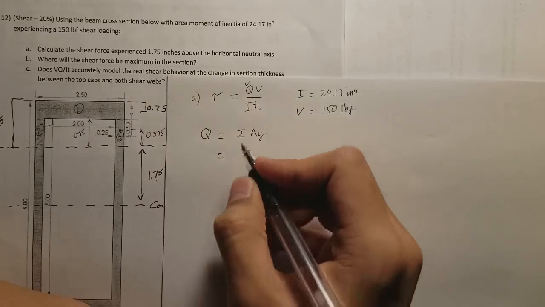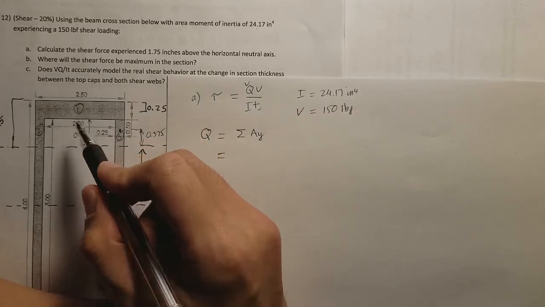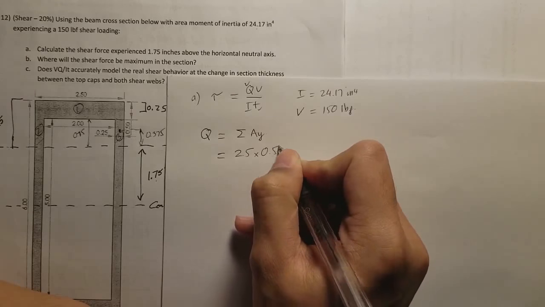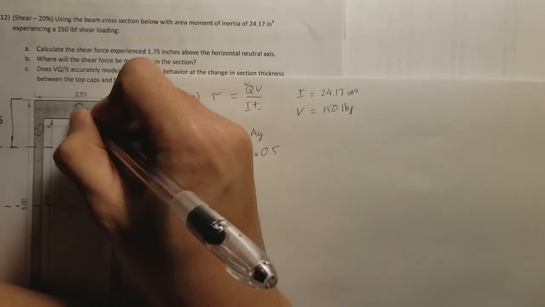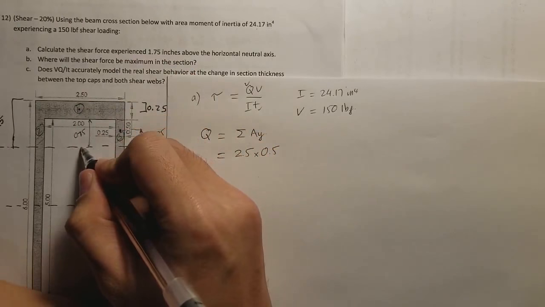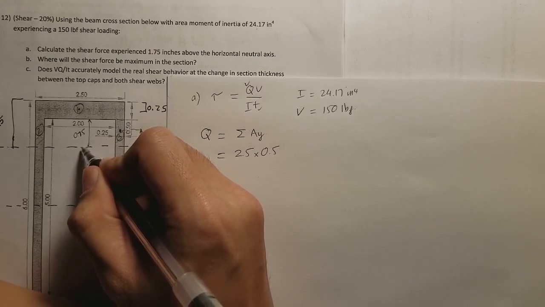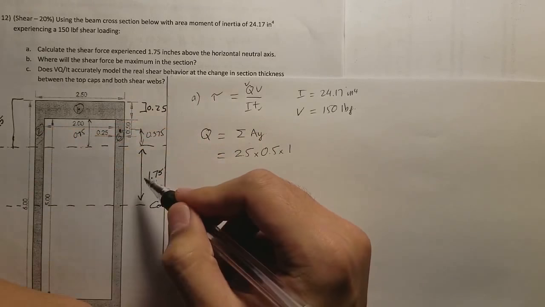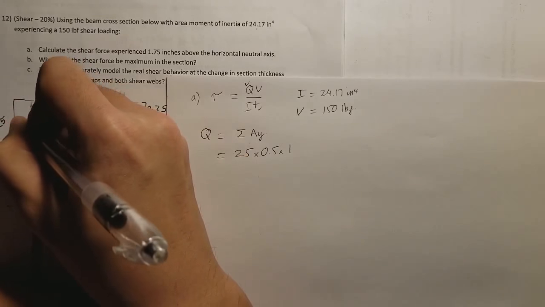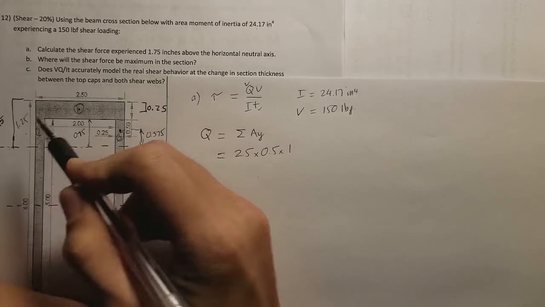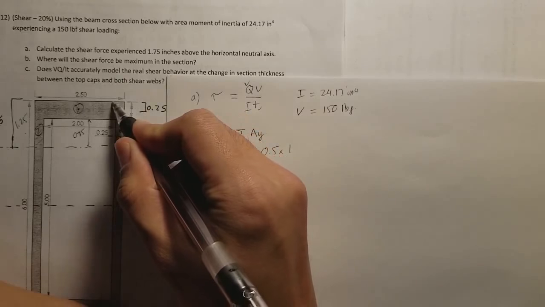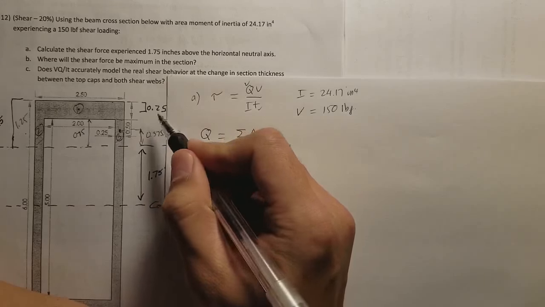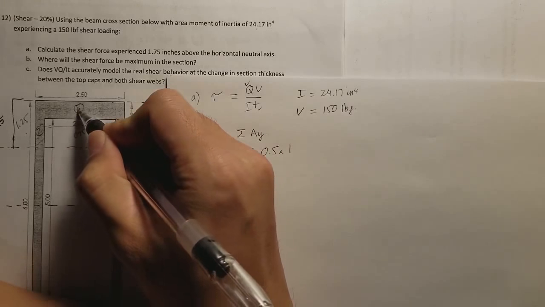But for the first section, number 1, the area is going to be 2.5 times 0.5, and the distance from the centroid of that part to the axis where you want to calculate the shear force is going to be 1, based on the given dimension right here. So this is 1.25 right there, and the distance from the top to the cap's centroid, the cap is 0.25, and that's why the distance from that axis to the centroid is 1.